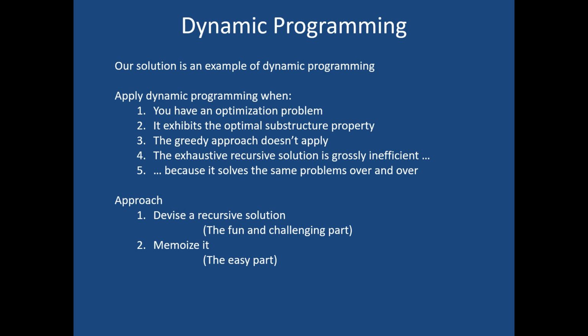If the exhaustive recursive solution is grossly inefficient, because it solves the same problems over and over again, then you can use dynamic programming. Sometimes recursive solutions are exponential because there's an exponential number of subproblems. That won't work. You've got to have a recursive solution that's taking exponential running time to solve only a polynomial number of distinct problems. If you can set that up, then you can memoize it and make it faster. So there's the fun part and the easy part. How can you go wrong?